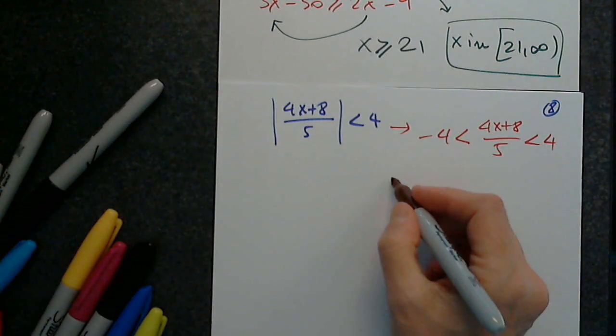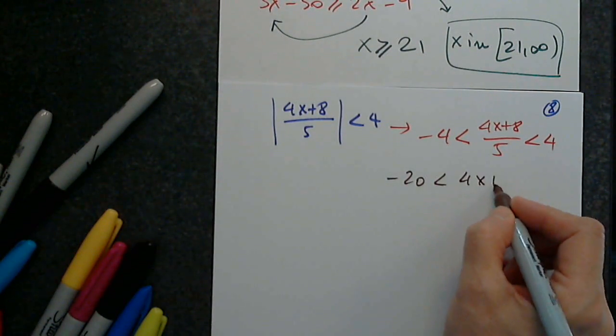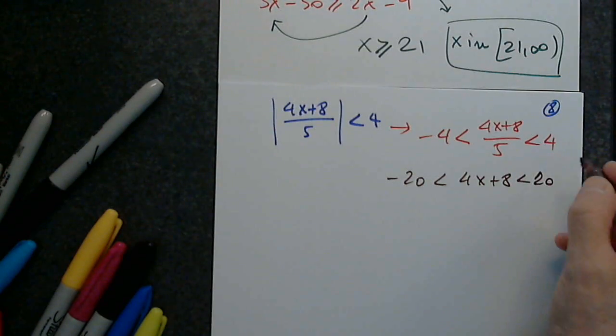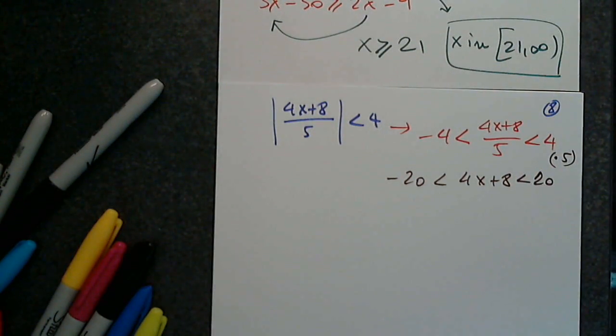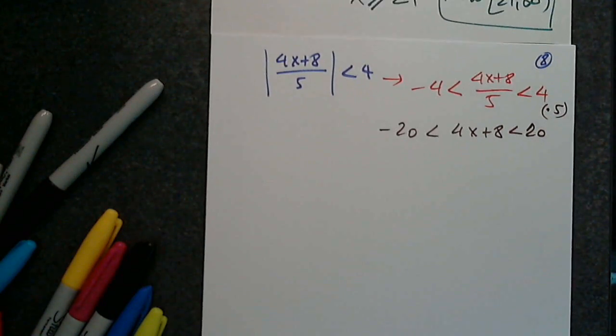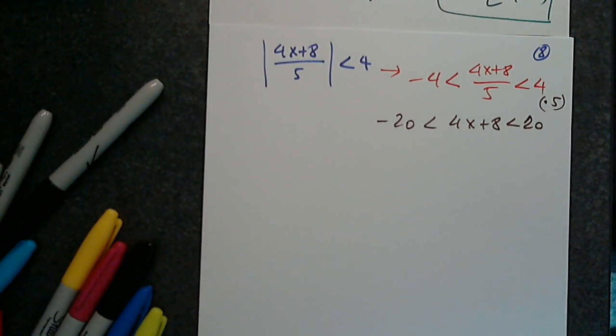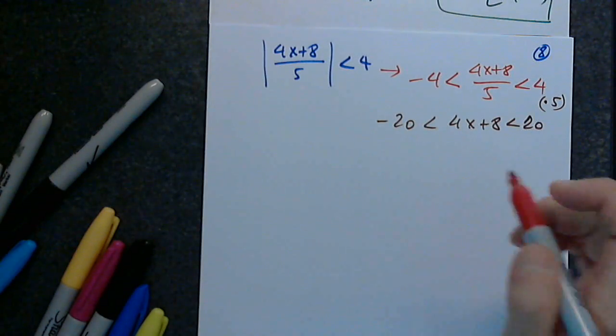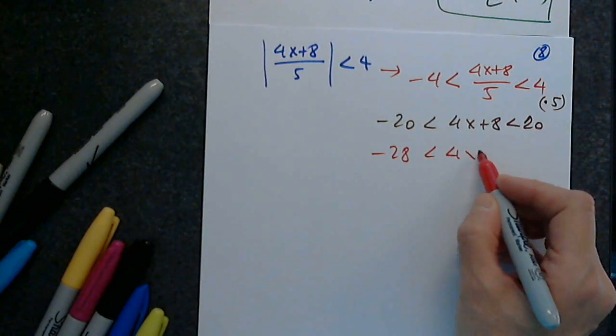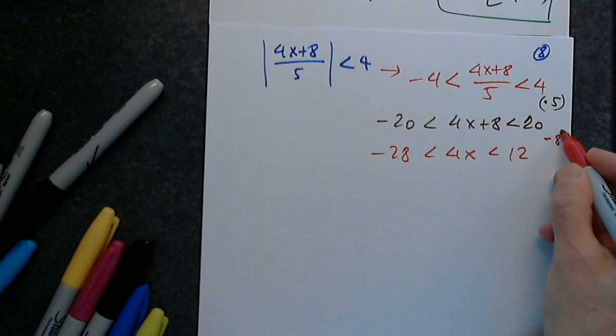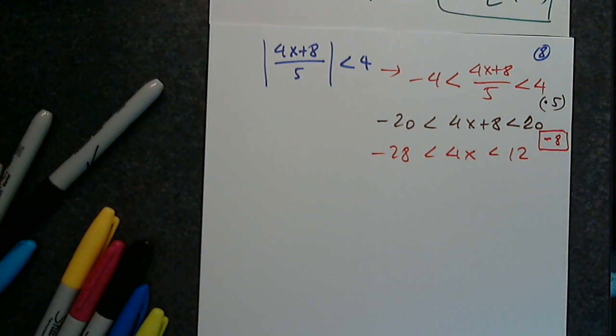Very good. So then I have negative 20 less than 4x plus 8 less than 20. I'm multiplying everything, all three sides, left, middle, and right, by 5. Then the next step would be, very good. So negative 28 less than 4x less than 12. I subtracted 8 from all three sides. Negative 28 less than 4x less than 12.